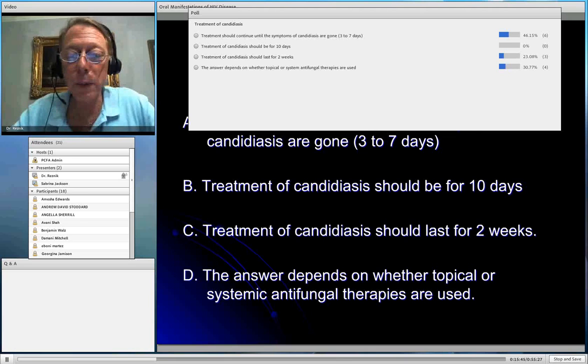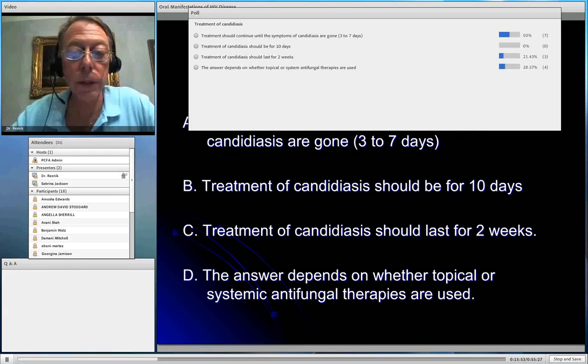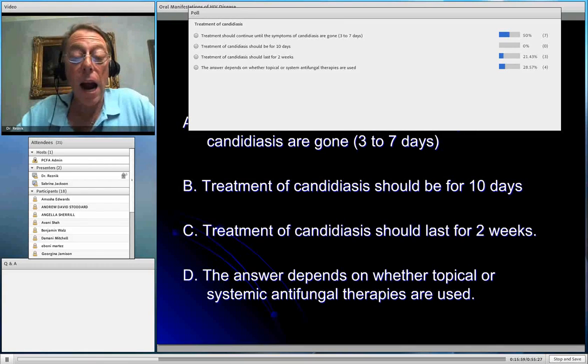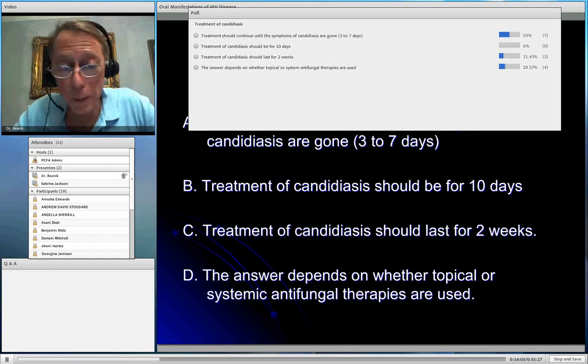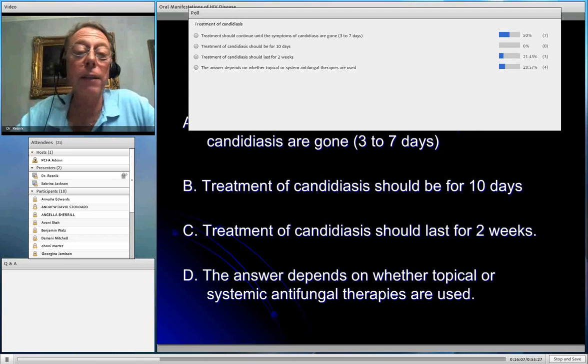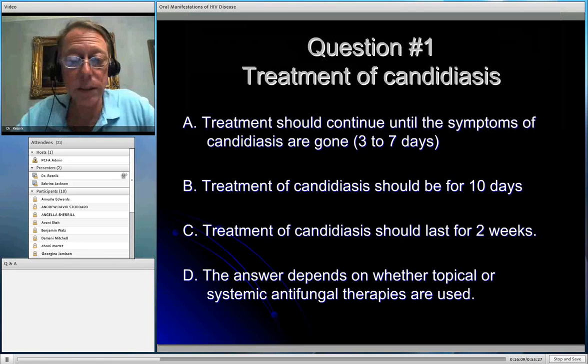But I will tell you, we have 6 people saying 3 to 7 days. We've got 3 people who are saying it should be for 2 weeks. 4 people say it depends on whether you use a topical or a systemic. I would hope that 3 people have either heard my lecture in the past, or are very well informed, because the answer is that treatment should last for 2 weeks. That is actually the correct answer.